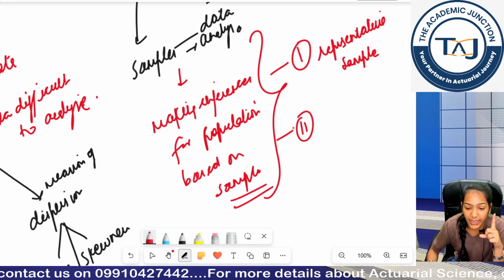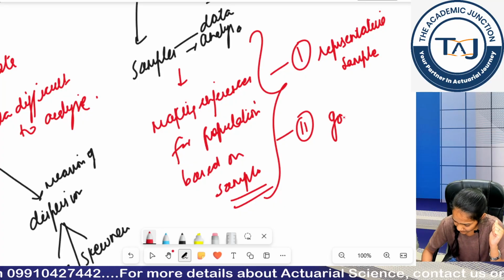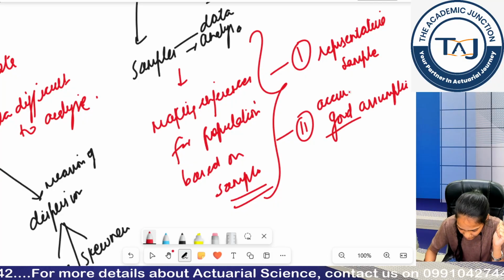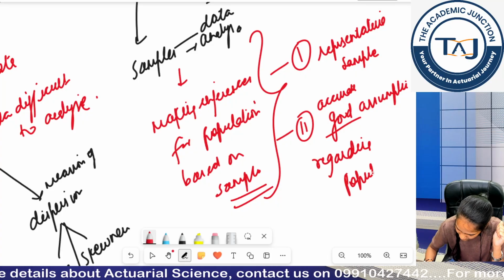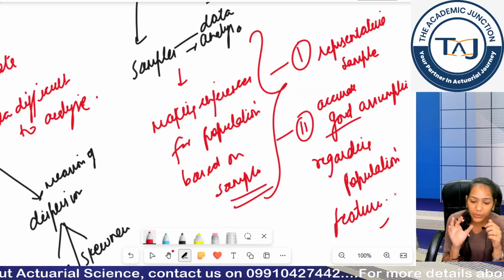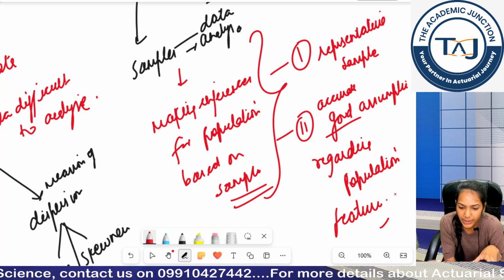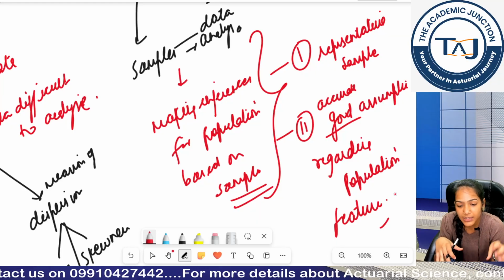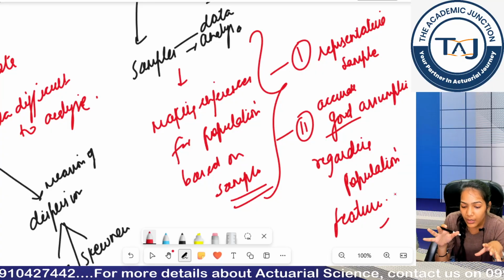Second is that you are making good assumptions regarding the features of the population. Good in the sense that I say accurate assumptions regarding population features. For example, you have made a correct representation of what the girls think and what the boys think, but you are not able to correctly identify what percentage of girls and what percentage of boys there are in the whole population.